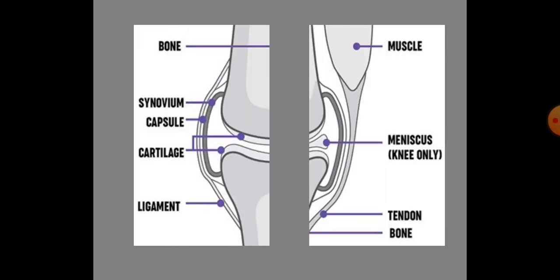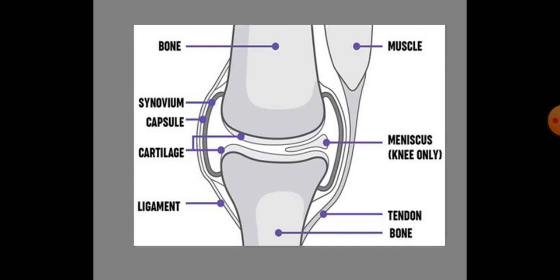Now it's time to locate and trace. I want you to locate the tendon. Now locate the tendon. Are you able to locate it? Now trace it. It starts from the bone, the lower bone, to the muscle. As you trace it up, you see that it connects to the muscle from the lower bone.